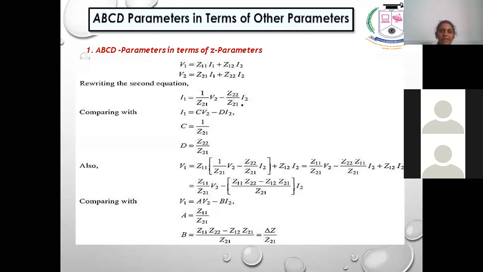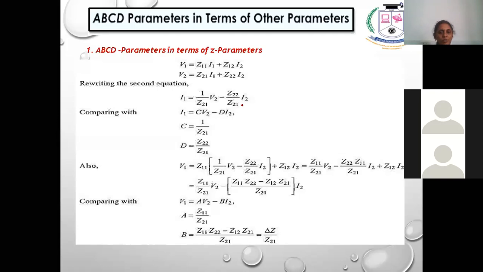Next. Now compare that with the ABCD parameter equation. I1 is equal to C V2 minus D into I2. Now when you're comparing also, check the coefficients. Check the parameter what you have to compare. You cannot compare the coefficients of V2 with I2. So check that also and then find out the value. So C will be equal to 1 by Z21 and D will be equal to Z22 by Z21.